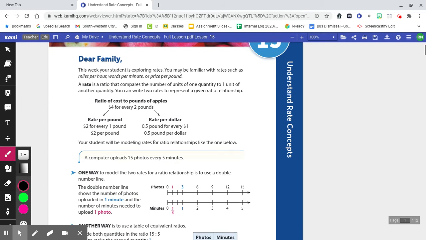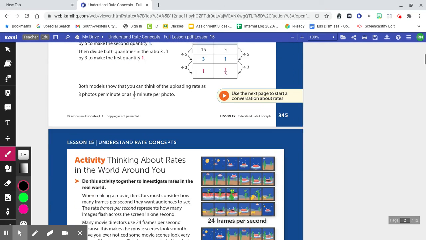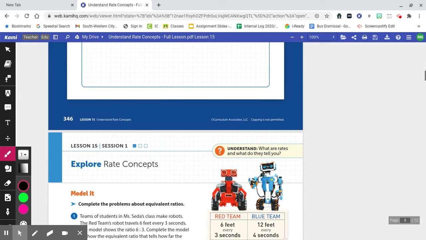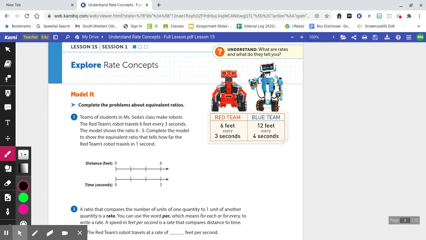It kind of explains, we've been talking about ratios. And so now we're going to talk about when we have a ratio with per pound or for every, so that way we can compare ratios by their rate. So that is helpful information. But if you turn to page 347, let's read the problem.